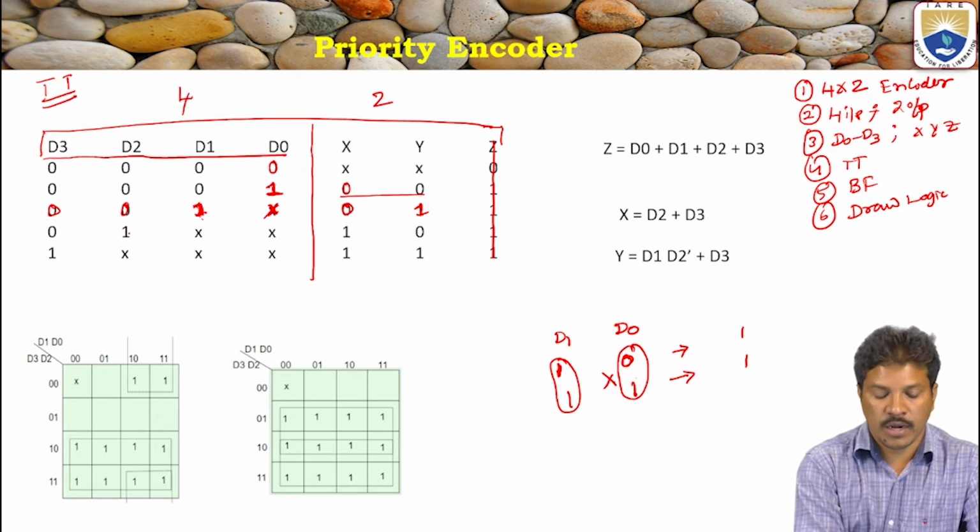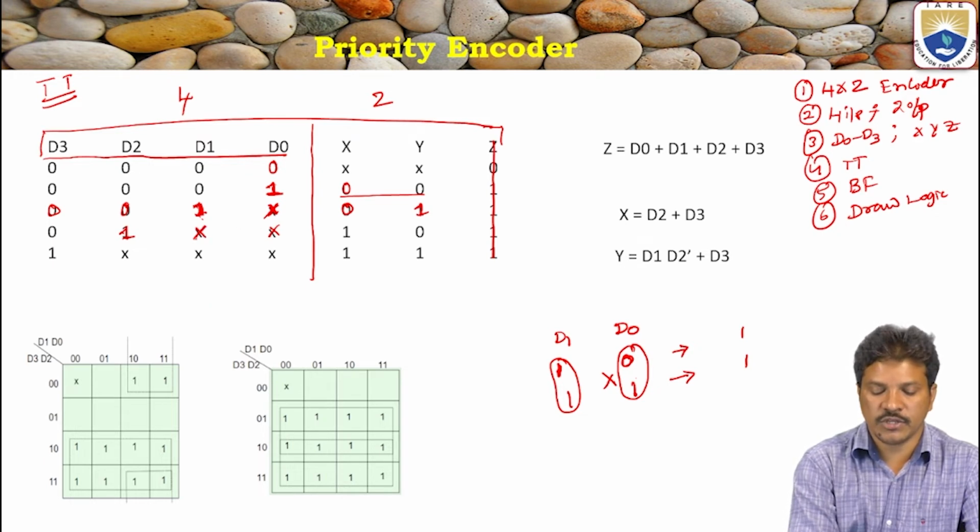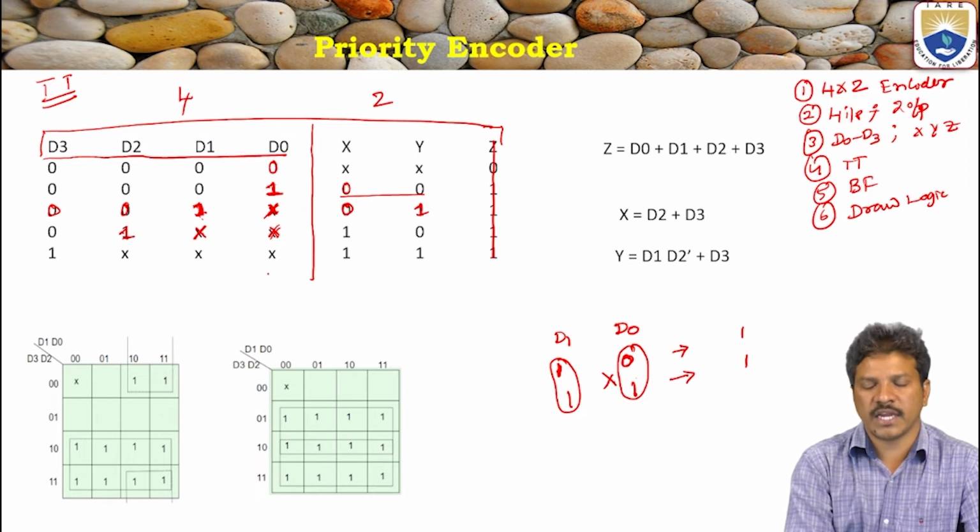When D2 is high, D1 and D0 are don't cares, giving priority to D2 irrespective of D1 and D0, whatever they are. These don't cares are assigned 0 or 1, whatever the combination of D0 and D1, and the output is 1, 0.